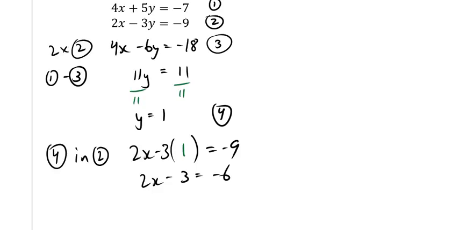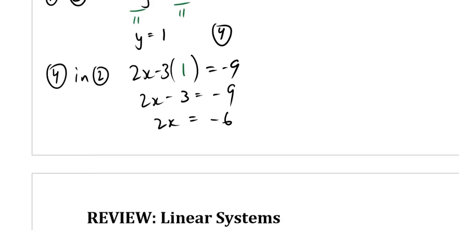Add 3 to both sides. 2x equals, getting ahead of myself here. Add 3 to both sides. 2x equals negative 6. Divide both sides by 2. And x equals negative 3. Therefore, point of intersection is negative 3, 1.